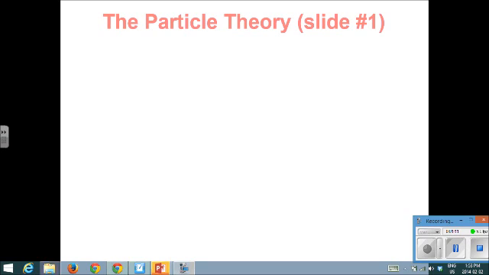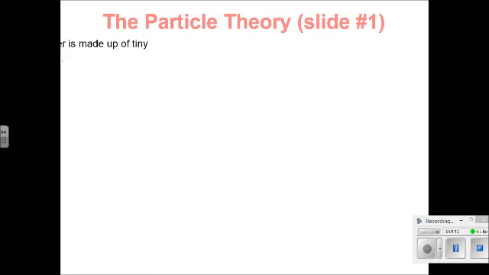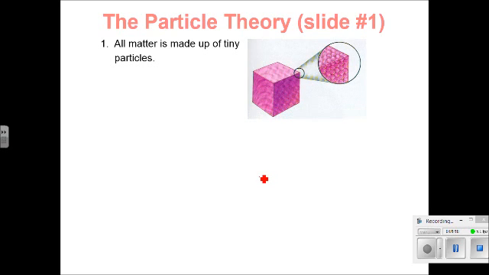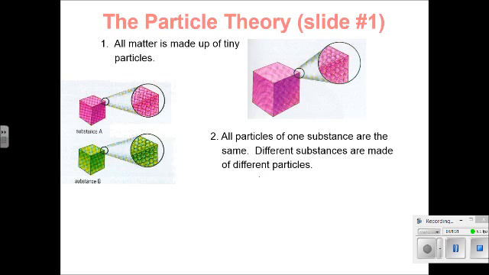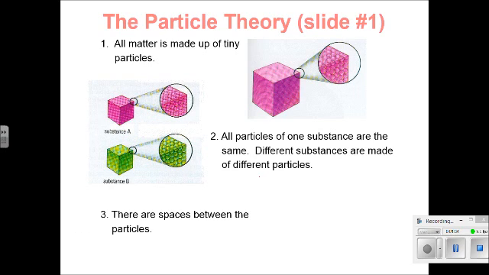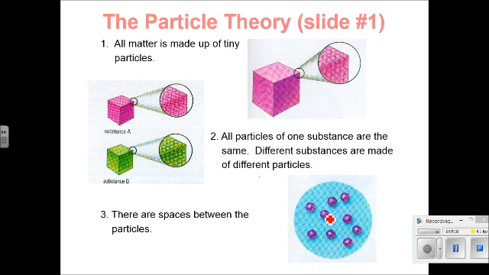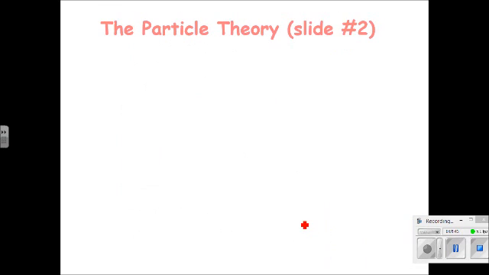It's a theory, and the theory goes like this. All matter is made up of tiny particles. If you look at anything, it's made up of tiny little particles. All particles of one substance are the same, and different substances are made of different particles. So a bar of gold is going to be made of different particles than a bar of silver. There's spaces between the particles. We learned last lesson that the atoms themselves are made of empty space. Well, there's huge spaces between these particles as well.